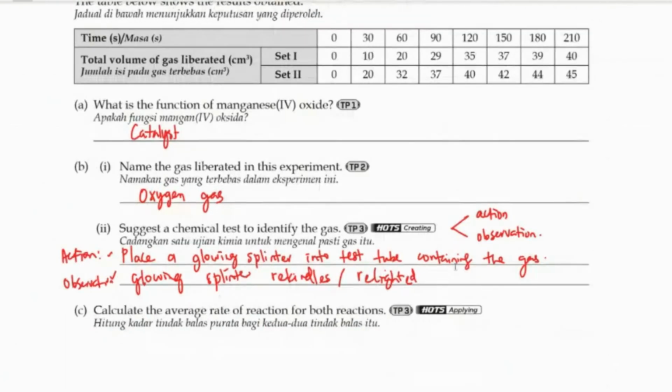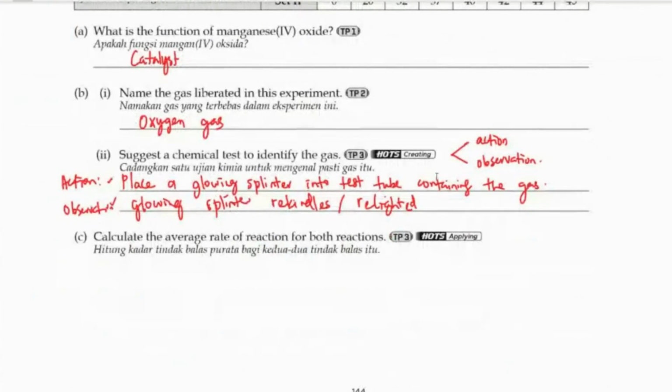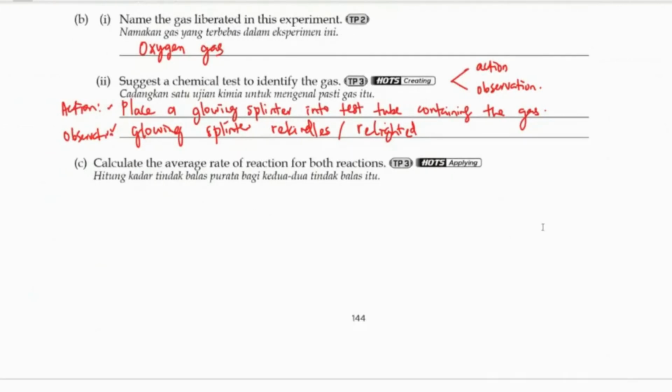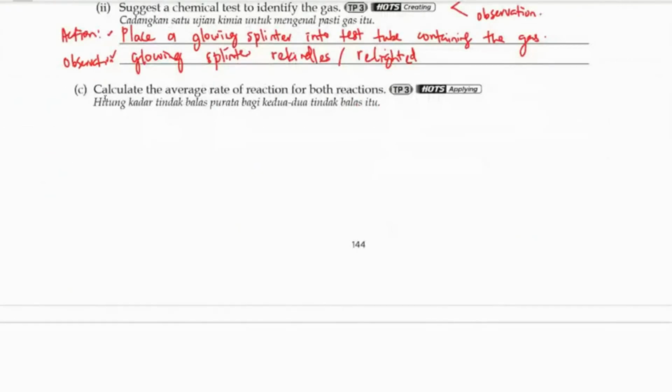Remember, we revise again for oxygen. Just now was hydrogen, and carbon dioxide. Another one normally is hydrogen. So you need to know. Today's last question: calculate the average rate of reaction for both reactions here. Average rate of reaction for set 1 and set 2.